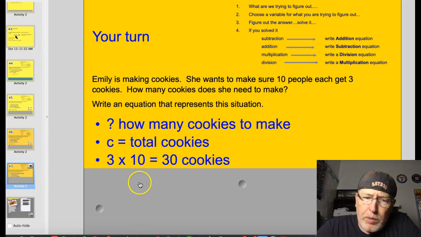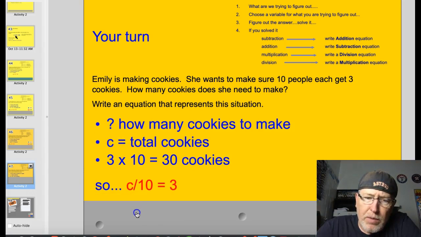Okay, so we solved with multiplication, so this one is going to be written with division. If we take the total number of cookies and divide it by the 10 people, they'll each get 3 cookies. So total cookies divided by 10 people, 3 cookies each. It makes sense. Again, I'm not saying C divided by 10, I'm saying what that C represents. That's the key. More important than any of the other steps is inserting what the meaning for that variable is.